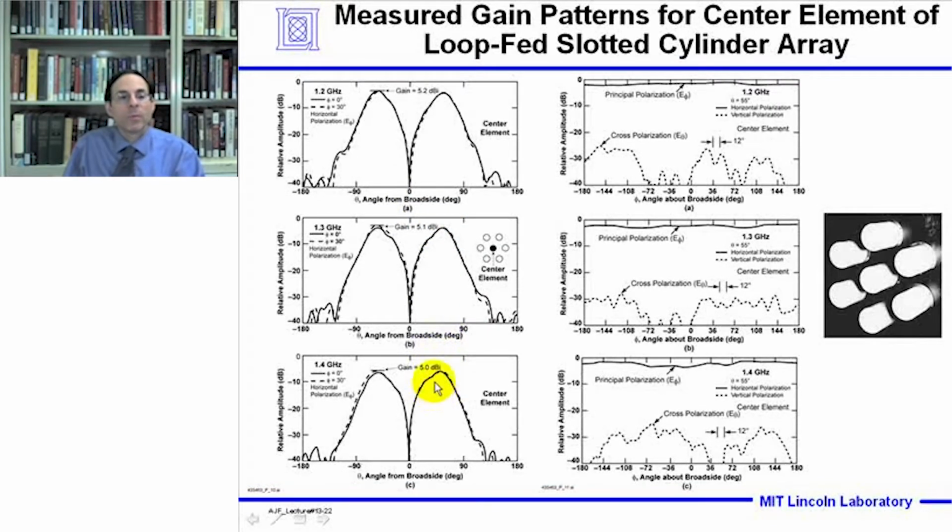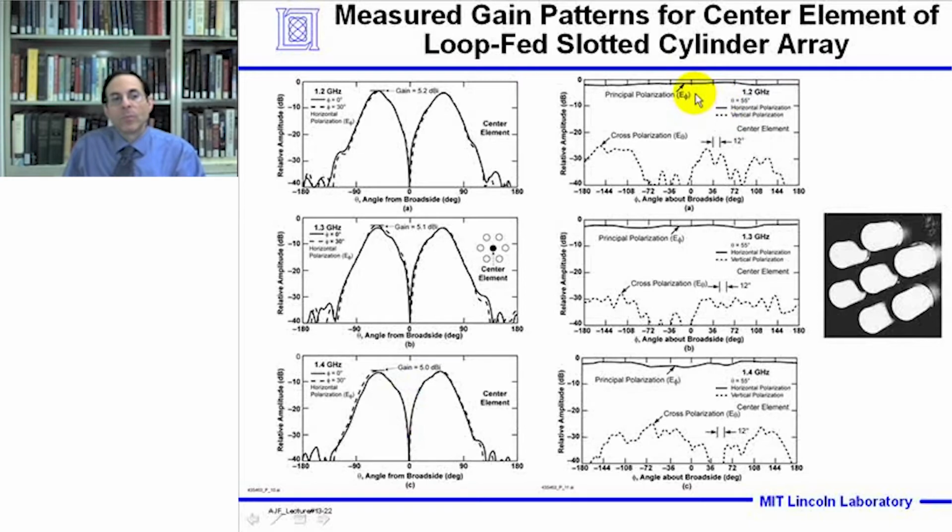So with this type of element, we would expect to be able to scan to wide angles. However, we would not be able to steer near broadside. And for cases in which the clutter is strong near broadside, having a null would be advantageous.